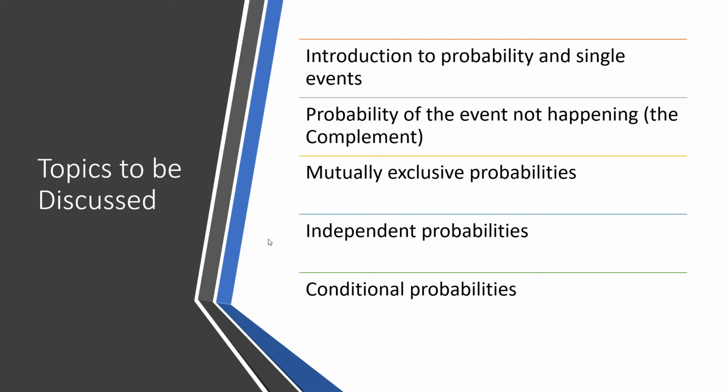We've got independent probabilities. So I've got 2 separate events, and one of the events happening does not affect the probability of the other event happening. And lastly, we've got conditional probabilities. That means that the probability of one event has changed as a result of another event happening. So we can discuss the theory behind that.